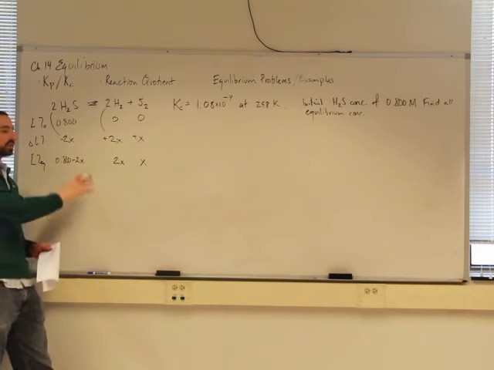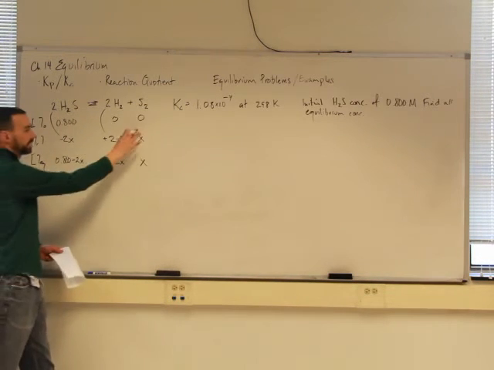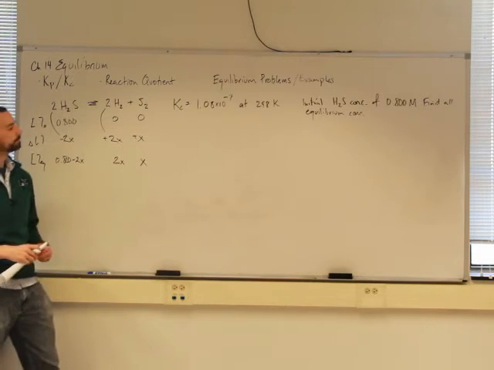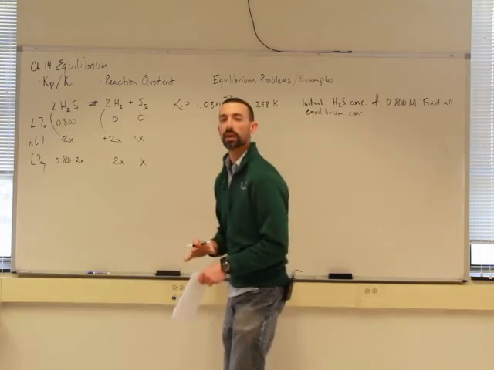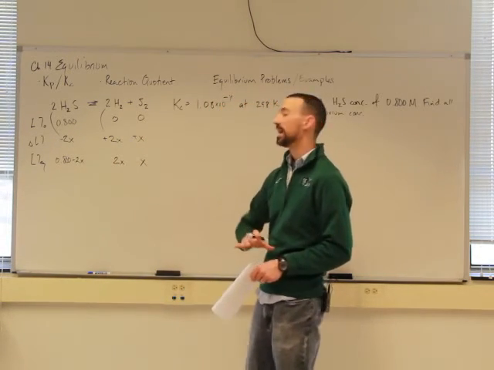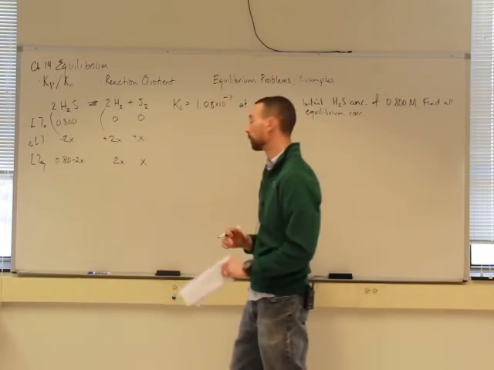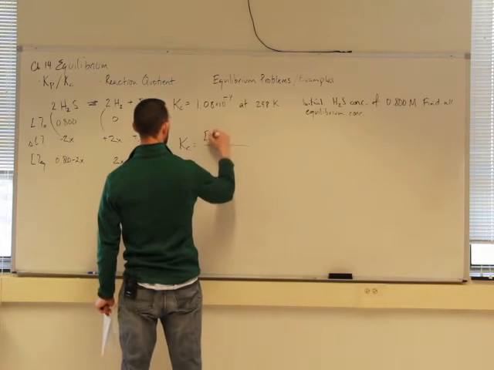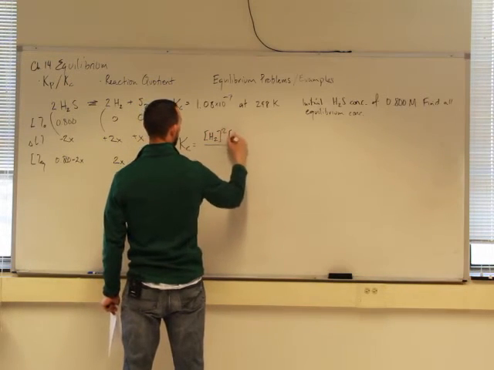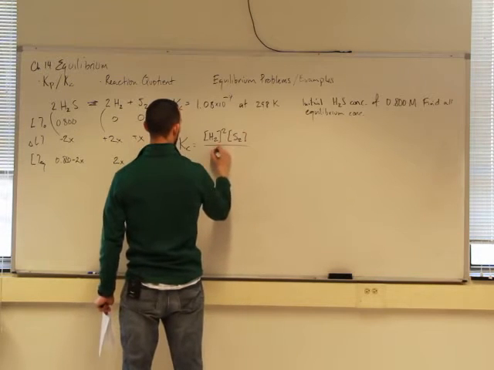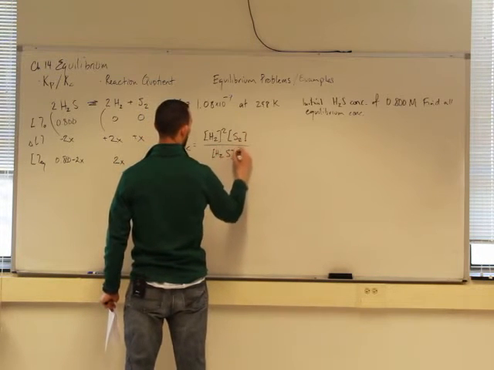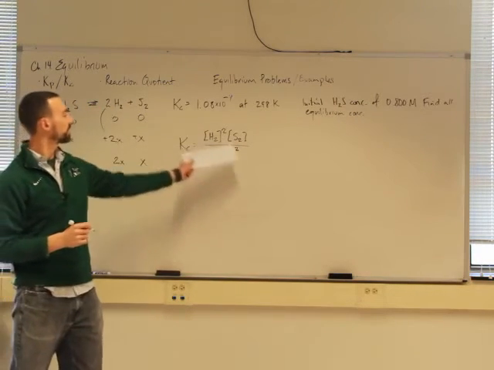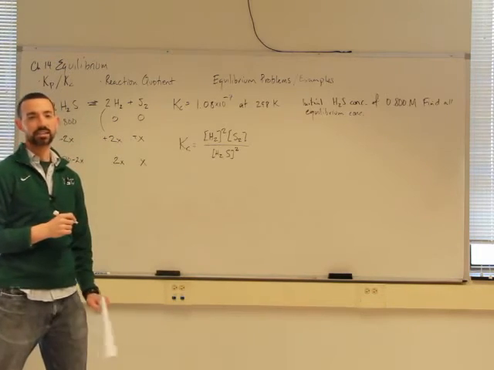Looks pretty similar to what we had last example, where we created this x to represent the amount of reaction that will occur. Now, we found that x by writing an equilibrium constant expression and then solving for it. Let's see what we can do this time. The Kc for this reaction would be the concentration of hydrogen squared times the concentration of sulfur divided by the concentration of hydrogen sulfide squared. I've just taken my coefficients, they've become the exponents, products over reactants.